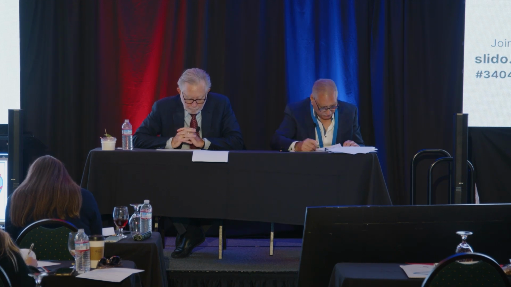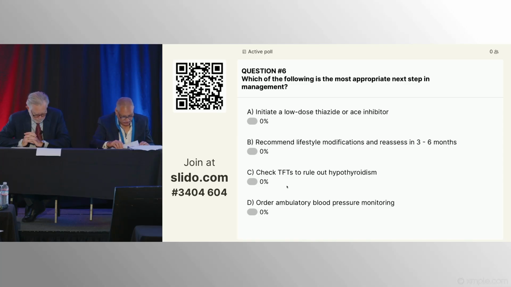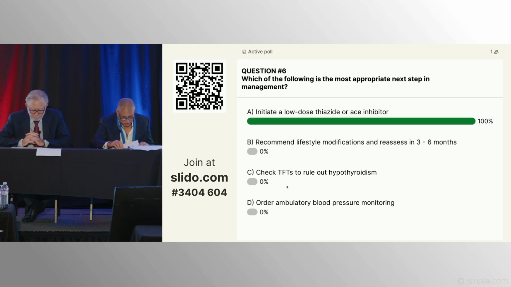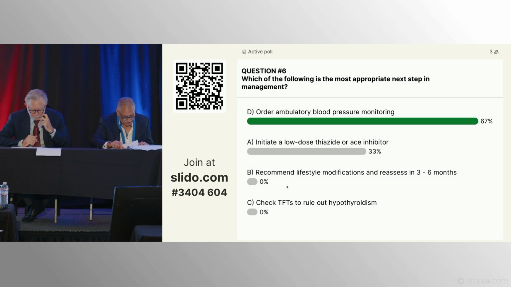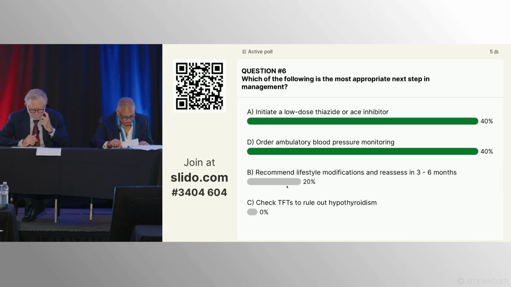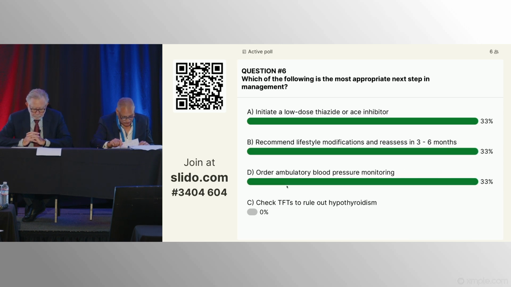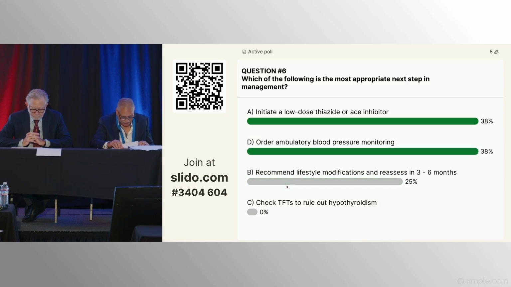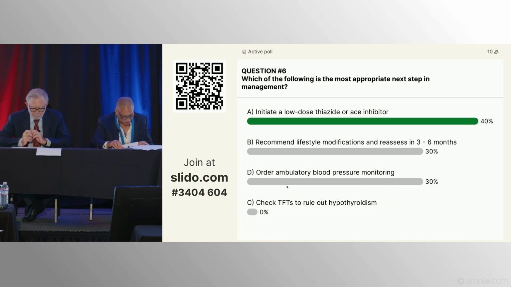Okay, next question. A 49-year-old man with no prior history of cardiovascular disease presents for his routine follow-up visit. Blood pressure is 130 over 92 millimeters of mercury, confirmed on multiple measurements. BMI is 29, non-smoker, no diabetes, normal lipids. His ASCVD 10-year risk is 6%, so borderline. He feels well, not on any medication, and has no symptoms. Which of the following is the most appropriate next step in management?